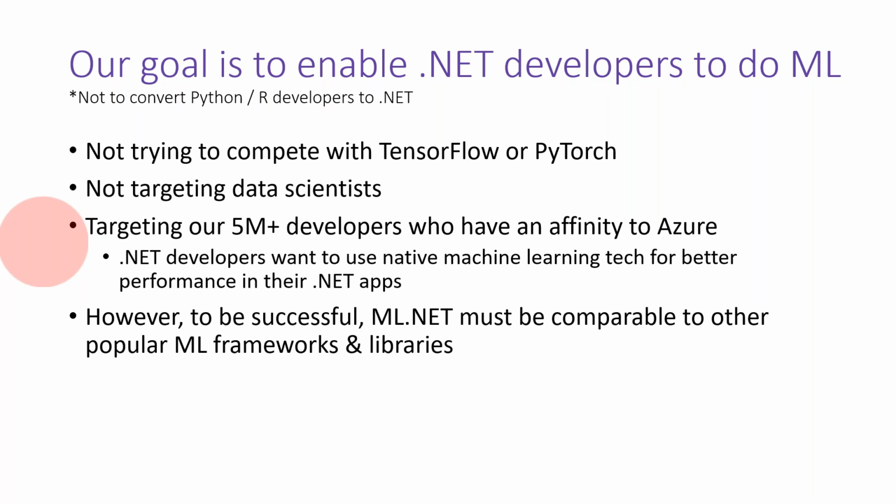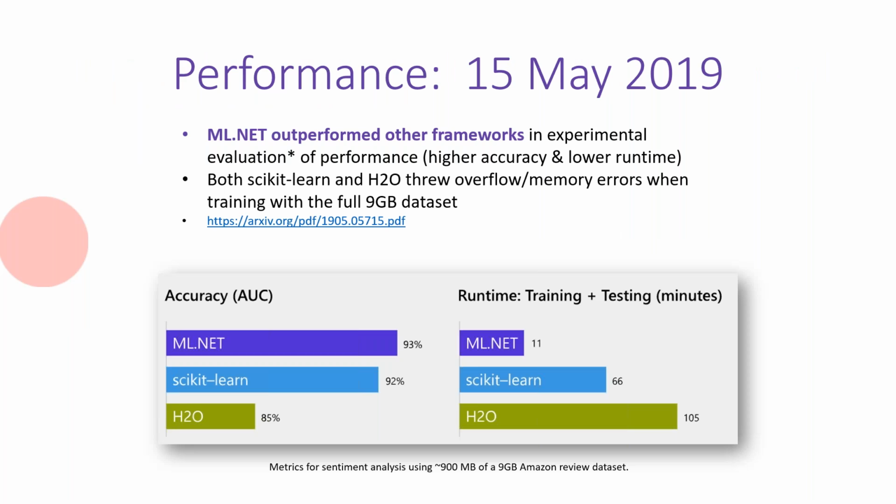Now, to be successful, you can't just have a solution and say, okay, we're going to code classification into .NET, but it's got to be comparable. So let's talk about the comparability here. This is a performance study that was done in May of 2019, and then there's an archive paper that supports the claims on this slide.